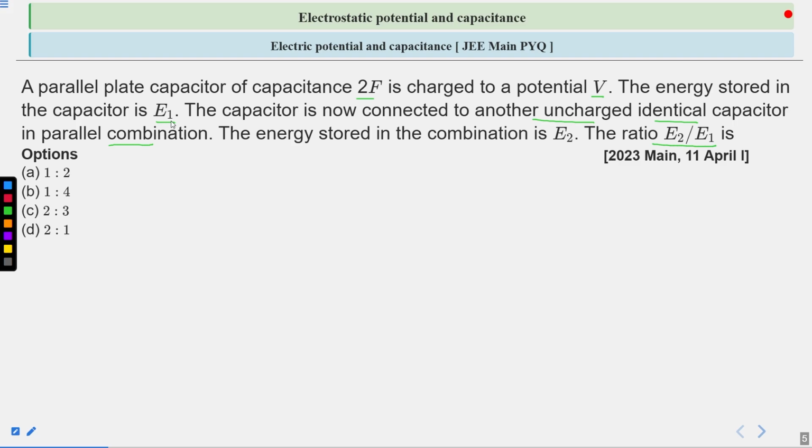So we have to determine that first. Then this capacitor is connected to another uncharged identical capacitor, similar and uncharged, in parallel combination. Now energy stored in the combination is E2. So you have to find the ratio. Options are 1:2, 1:4, 2:3 or 2:1. So I will give you some time to think about it.